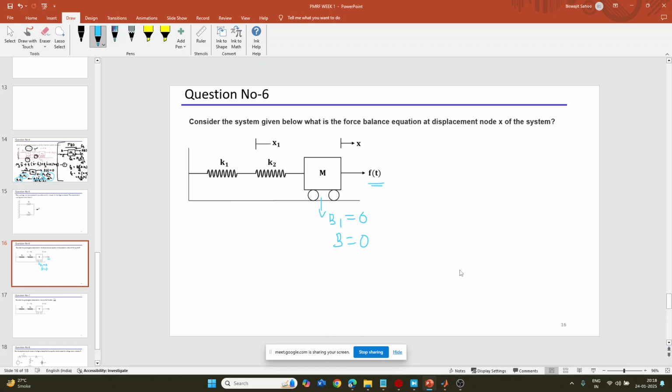So now just tell me what is the first equation. Just write down the free body diagram of the mass m. The right hand side force is F of T. This is displaced by amount x. So the opposite force is m into x double dot, d square x by dt square, right? Because of this spring K2, because this spring K2 is also connected, and it is also displaced by x1.